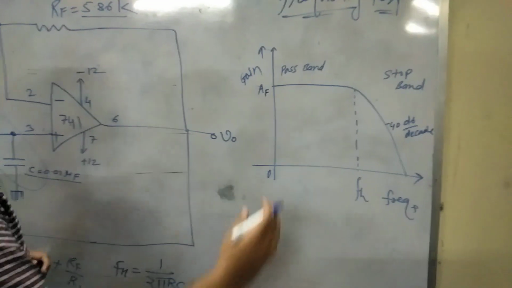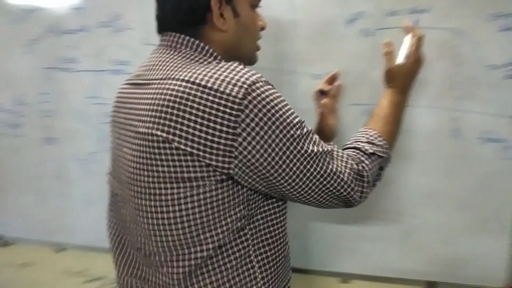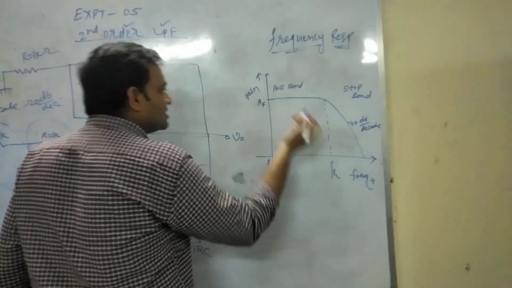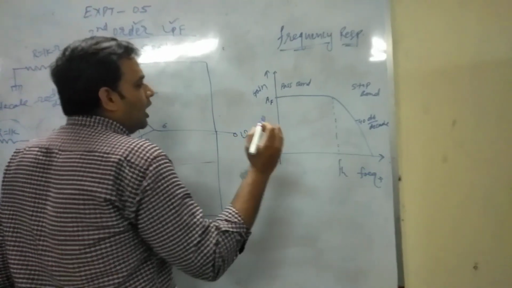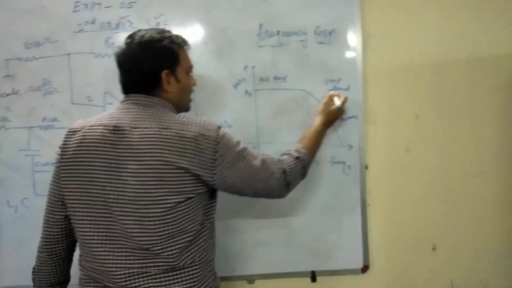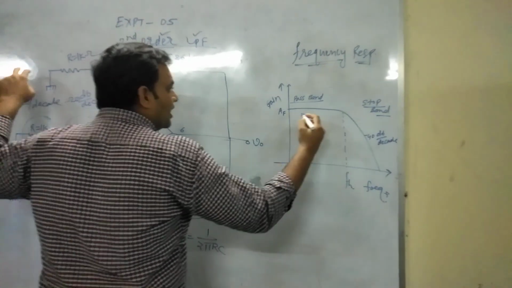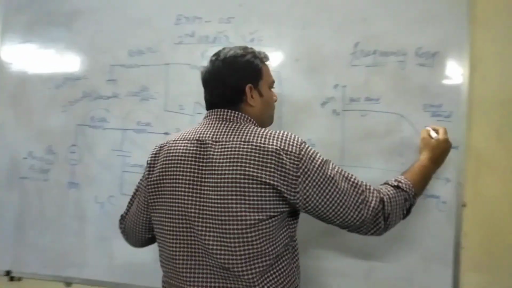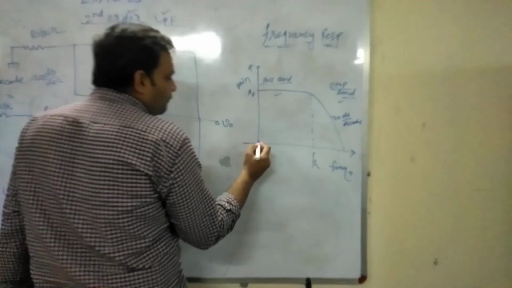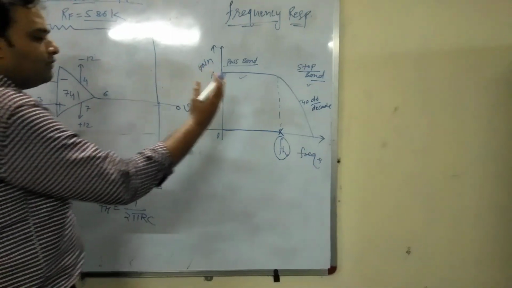So this is the frequency response of this second order low pass filter. In this frequency response, I am having frequency on x-axis, gain on y-axis. In filter, we basically have two bands. One is pass band and second one is stop band. In pass band, my low pass filter will give me output, but in stop band, my low pass filter will attenuate the output voltage.